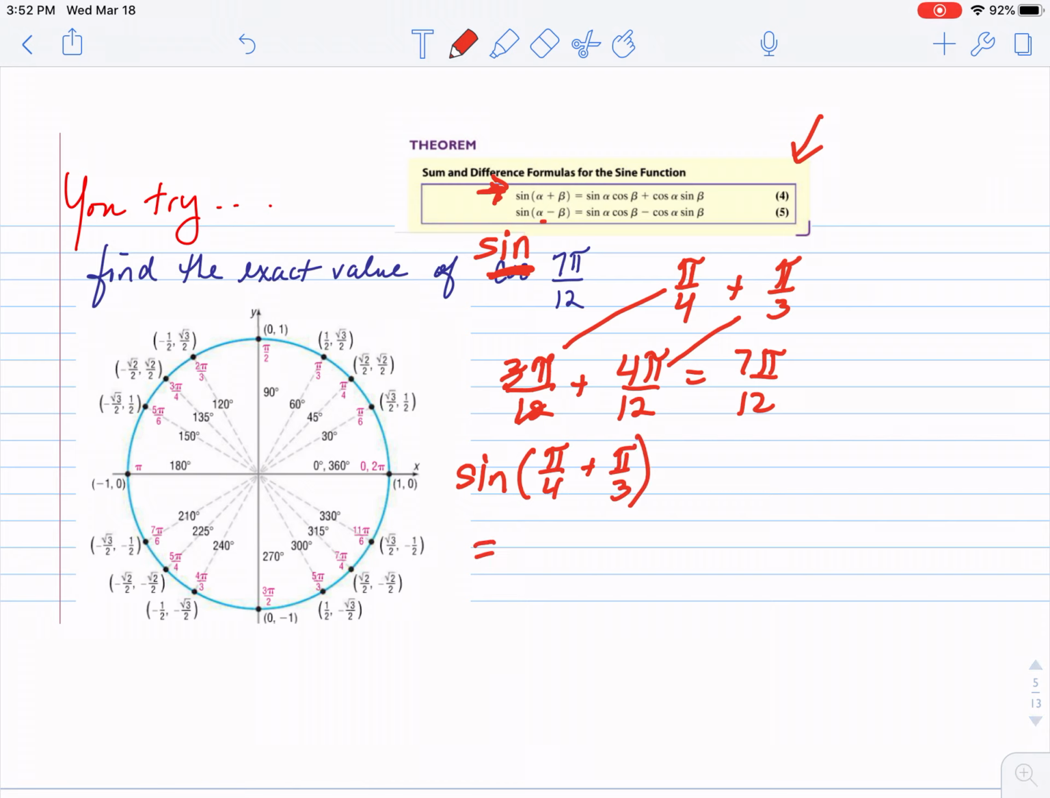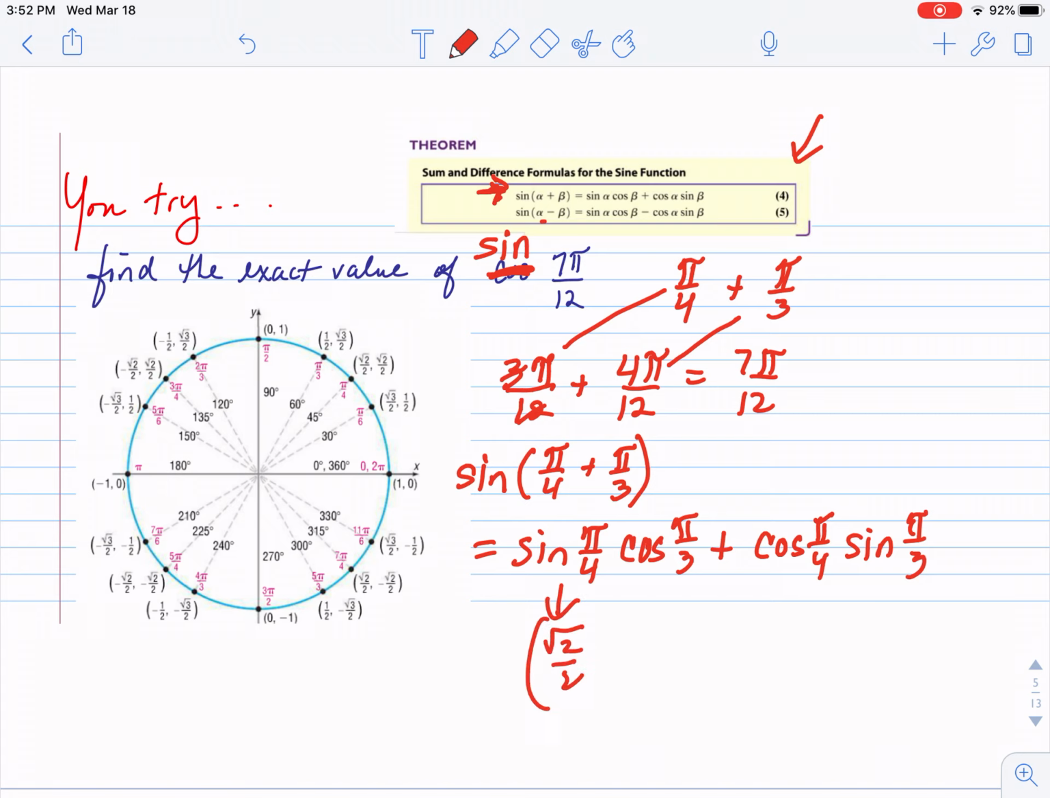All right, and then I'm going to use that sum formula, which is this first formula, like we said. So that's going to equal the sine of alpha, which is pi over 4, times the cosine of beta, which is pi over 3, plus the cosine of alpha, pi over 4, times the sine of beta, which is pi over 3. All right, now I just sub in what I have. I know the sine of pi over 4 is rad 2 over 2. I know the cosine of pi over 3 is 1/2. Plus the cosine of pi over 4 is rad 2 over 2. And the sine of pi over 3 is rad 3 over 2.